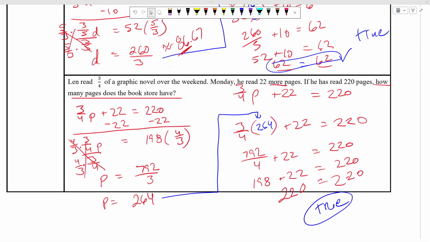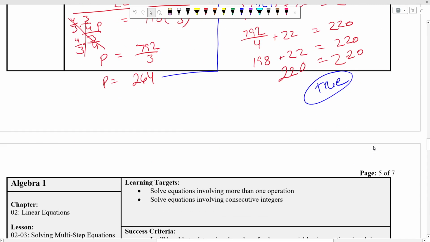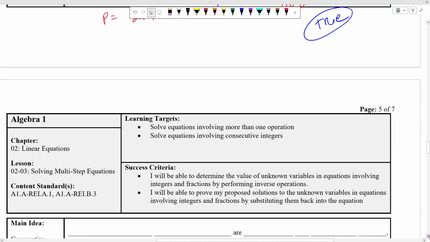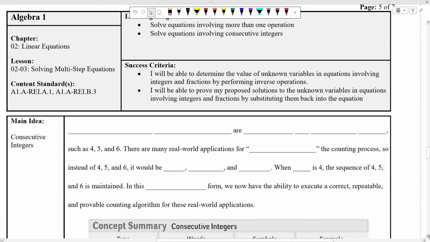Great, excellent stuff, guys. So let's switch gears just a little bit here. I know that we've been spending a lot of time solving equations involving more than one operation. That is one of the targets of learning for today, but it's not the only one. We've got to talk about consecutive integers for a second. So let's do that.